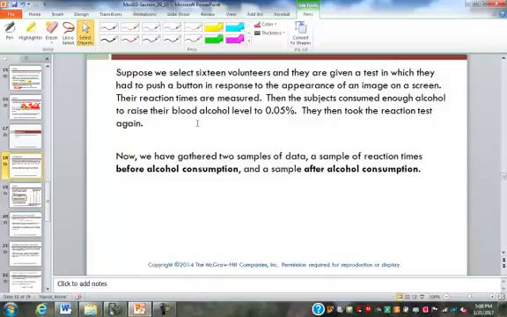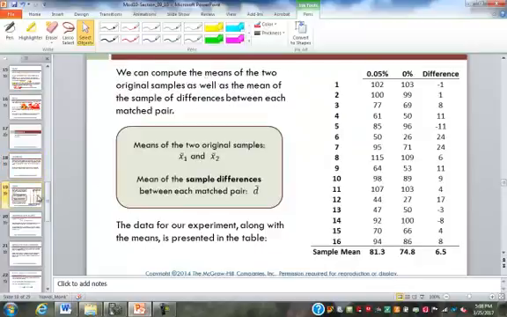So we select 16 volunteers, and they were given a test in which they had to push a button in response to the appearance of an image on the screen. The reaction times are measured. Then subjects consume enough alcohol to raise their blood alcohol to 0.05, and then they do the test again. So again, there's one sample, but two samples of data from that same sample of subjects, before and after.